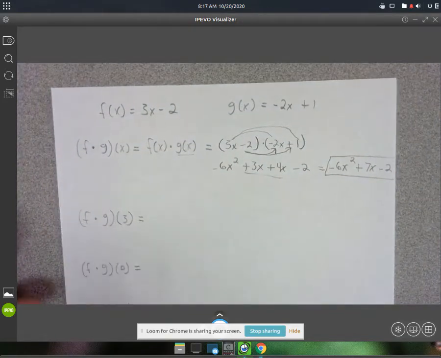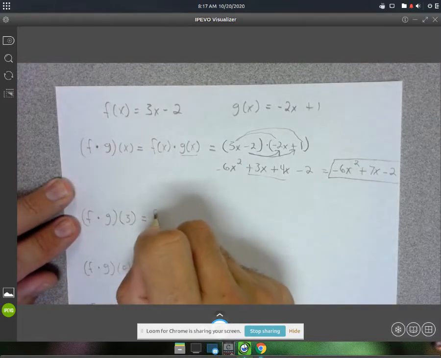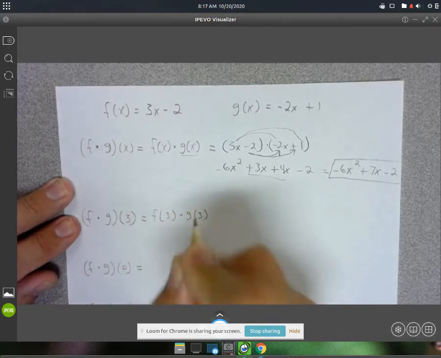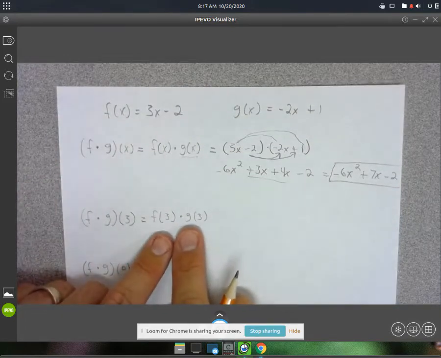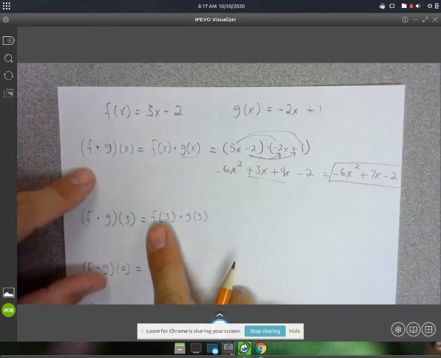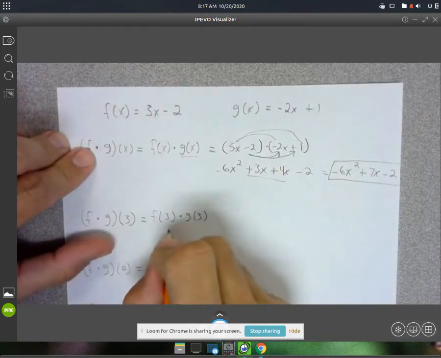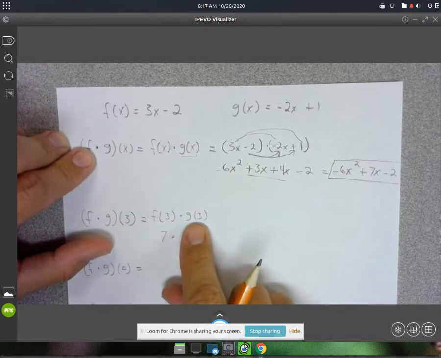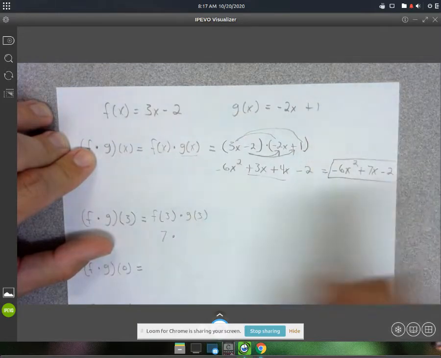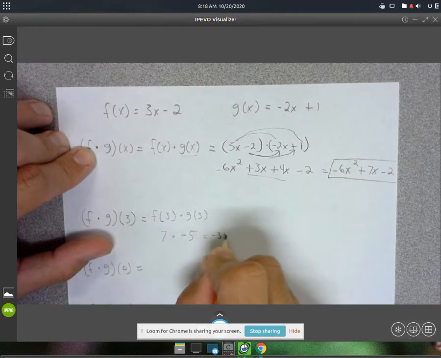All right, and then down below, we're finding f times g of 3. So we could do it as f of 3 times g of 3. And actually, this is probably a little simpler if you were to just work it out like this. I'll show you both ways, but so f of 3 would be 3 times 3 is 9, 9 minus 2. That's equal to 7. And then g of 3, this would be negative 6. Negative 6 plus 1 is negative 5. And this equals negative 35.